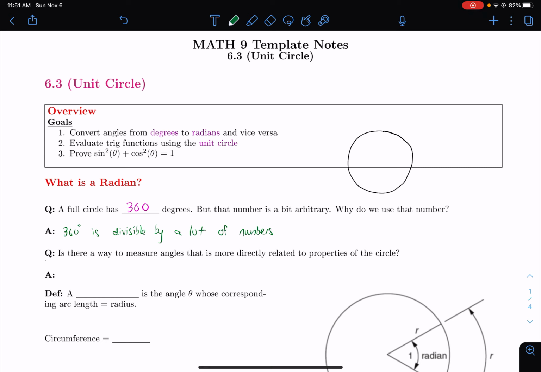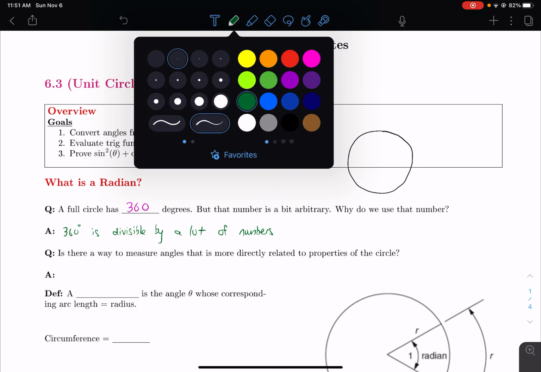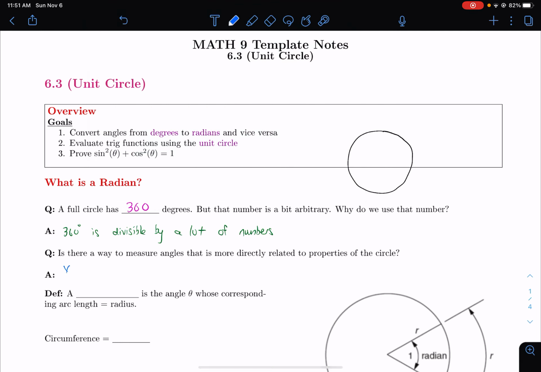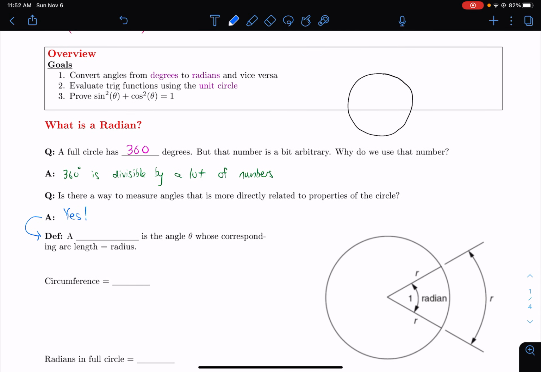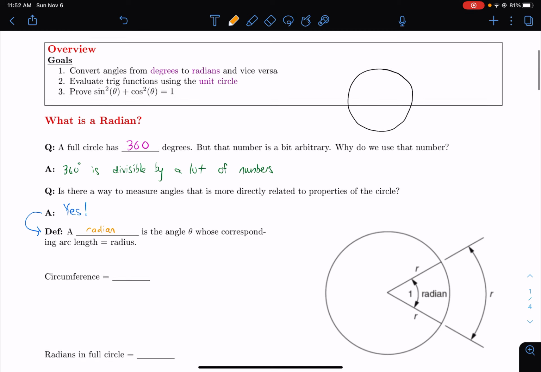So my next question is, is there a way to measure angles that is more directly related to the properties of a circle? And the answer is yes, there is. And that's going to take us to this definition. All right, so what is this new way? I'm going to give a definition, and it says this is called a radian. So a radian is going to be the angle, theta, whose corresponding arc length is the radius.